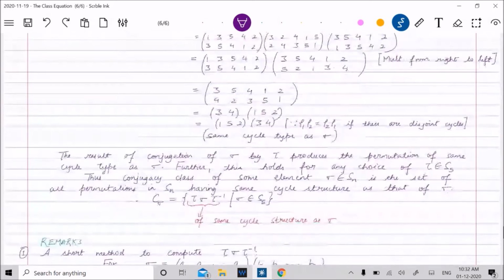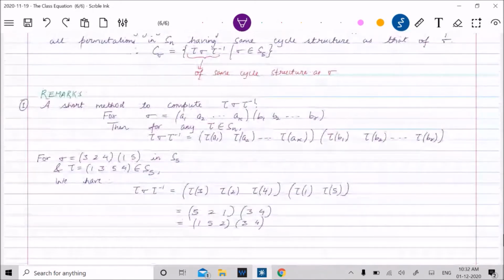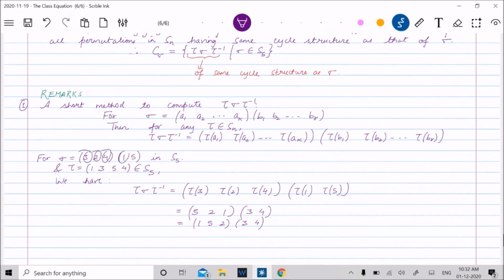So now you observe that you can just skip this long method to find the composition, the composition by conjugation actually, right? And this is a shortcut method which you can use here, right? And due to this, you just see what is happening out here. What is tau actually doing? Tau is actually replacing the original elements of sigma by its members.